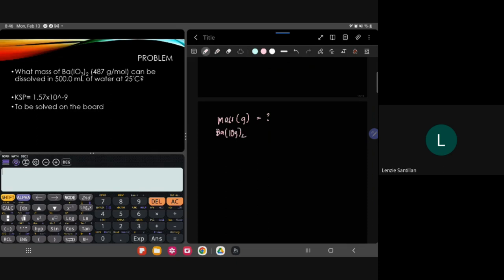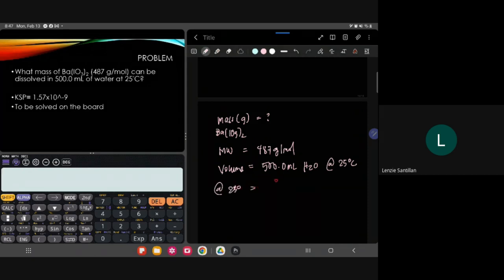Okay, and given the molecular weight ni barium iodate, which is 487 gram per mole, can be dissolved at, sorry, given yung volume, which is 500.0 ml of H2O at 25 degrees Celsius. At 25 degrees Celsius, ang KW natin ng water, I don't know kung magagamit ito, pero let's see, is 1.01 times.